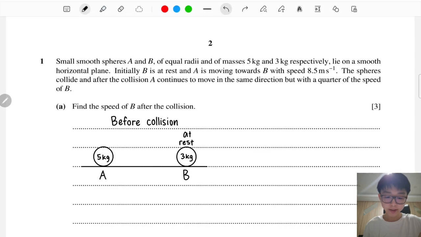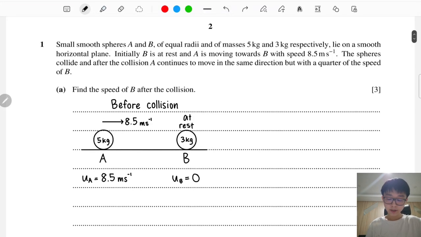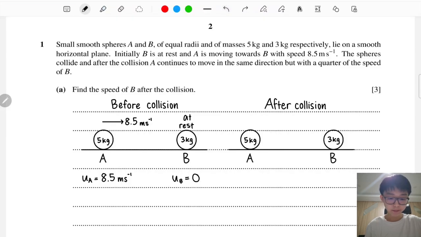Initially, B is at rest, so that means U is equal to 0, and A is moving towards B with speed 8.5 meters per second. The spheres collide, and after the collision, A continues to move in the same direction, but with a quarter of the speed of B. The question asks, find the speed of B after the collision. So the speed of B is the unknown here, and we can write it down as VB, while VA is 1/4 the speed of VB, right?